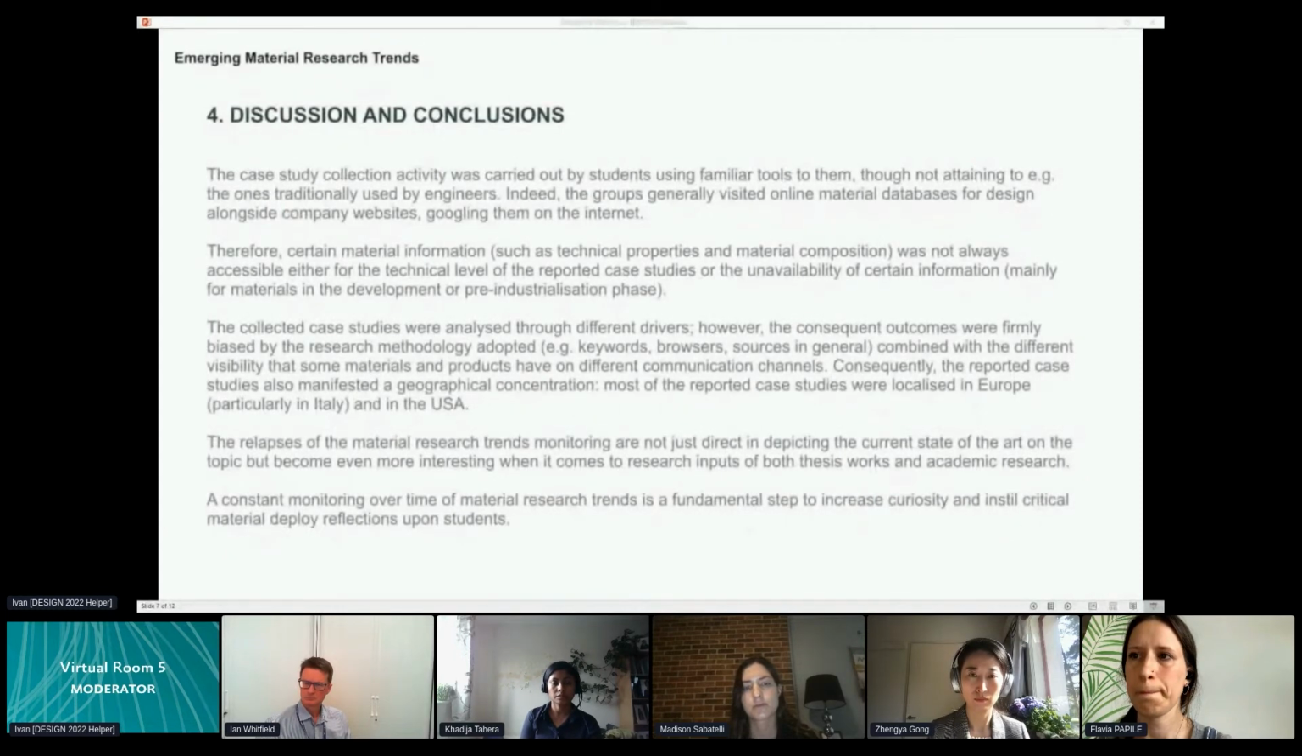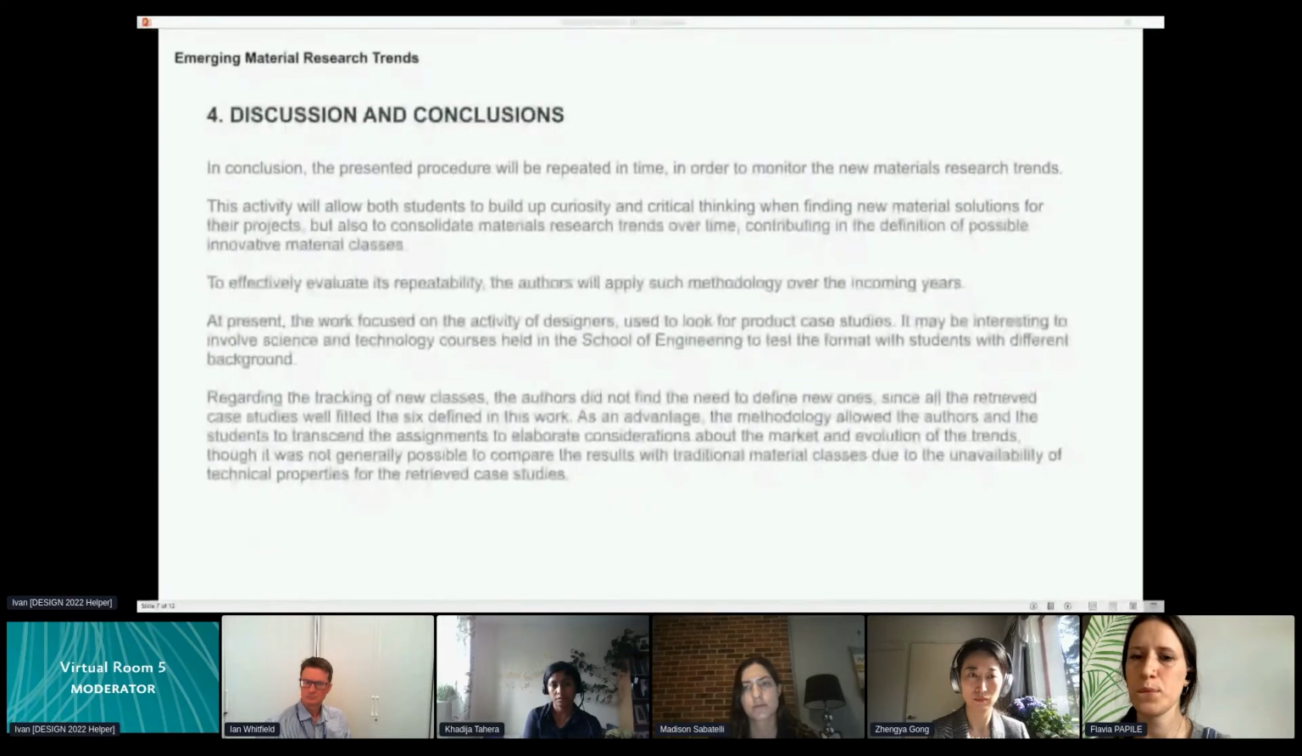In order to overcome those biases, the presented procedure will be repeated in time in order to monitor new material research trends. This activity, in fact, allows both students to develop curiosity and critical thinking when finding new material solutions for their projects, but also to consolidate material research trends over time, contributing in the definition of possible innovative material classes. To effectively evaluate its repeatability, the authors will apply such methodology over the incoming years.